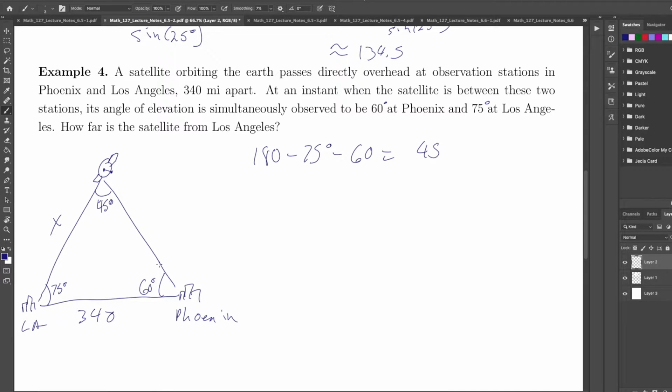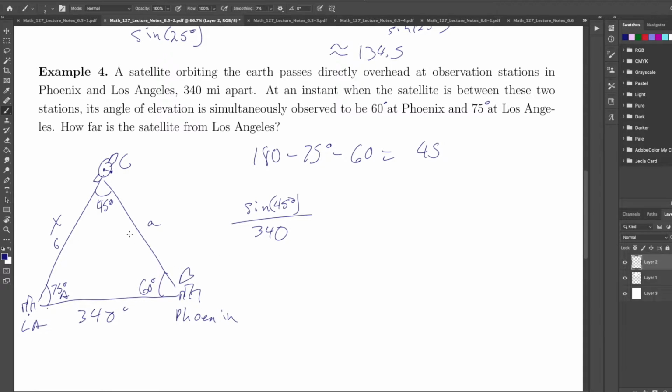All right. So now we have this one and its opposite. So I know that the sine of 45 degrees over 340 is equal to the ratio of anything else. Now if I want to find the distance between LA and the satellite, I need to use this angle here because it's the opposite. And if I was just going to arbitrarily, and I do mean arbitrarily, I can call this big C, big A, little a, and then big B, little b, right?